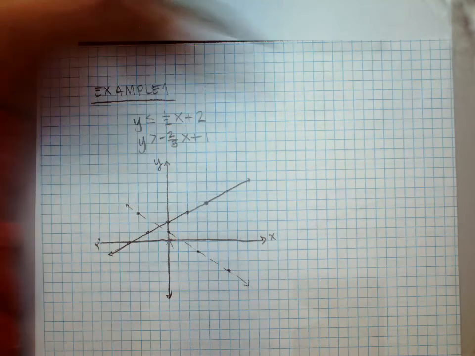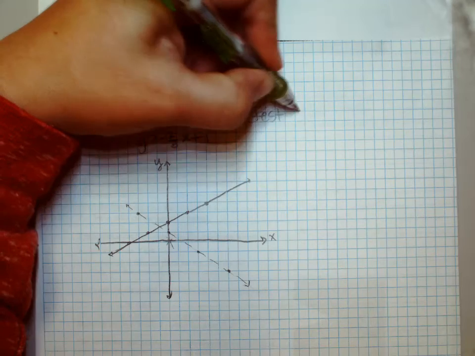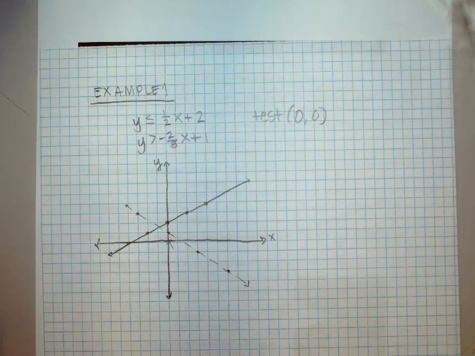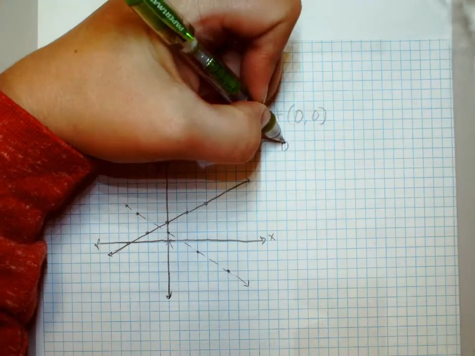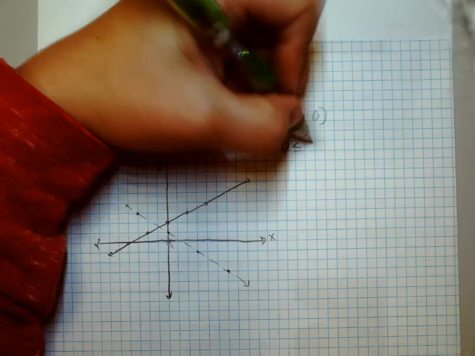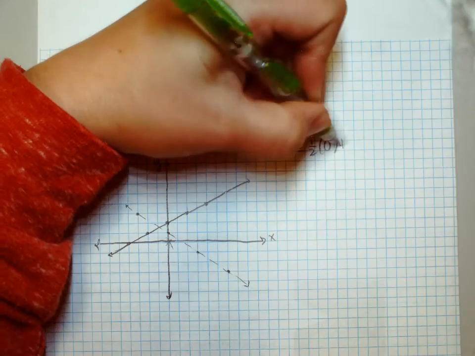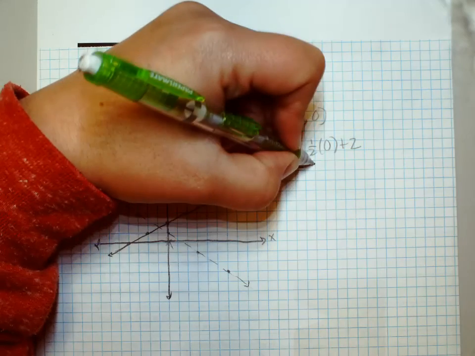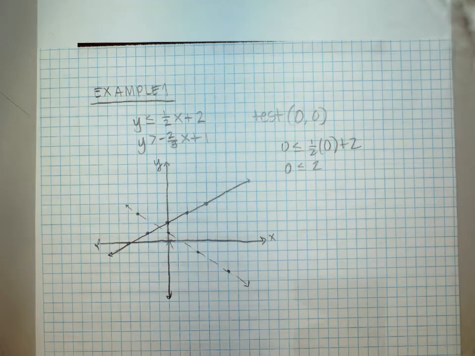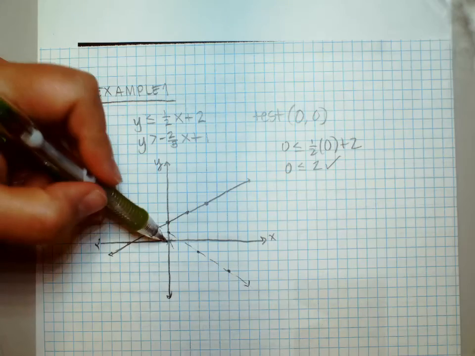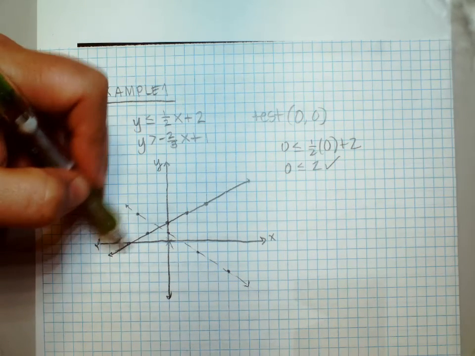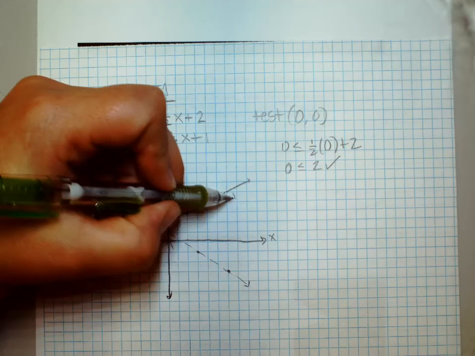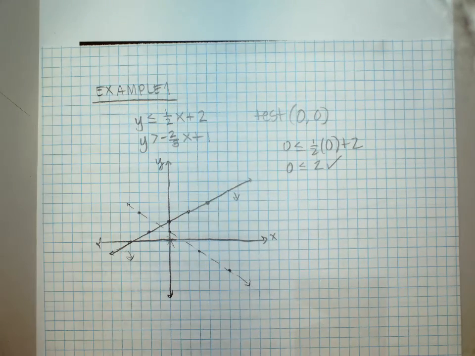So test 0, 0. Plug 0 and 0 in for your x and y. So 0 is less than or equal to 1/2 times 0 plus 2. 1/2 times 0 is 0, so we have 0 is less than or equal to positive 2. Is that true? Yes, it's true. So for the solid line, it means that we shade below. I'm just going to draw some arrows to myself, shade on that side.